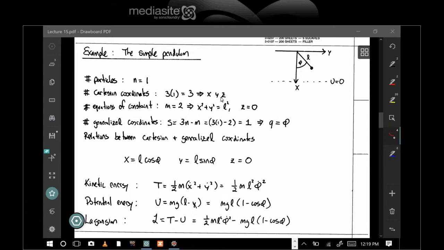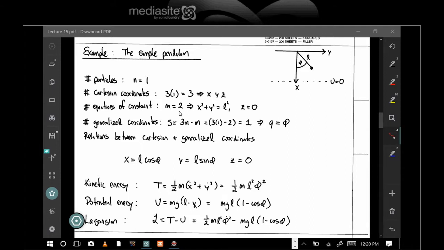What are my equations of constraint? Well, there are 2. First of all, the particle does not move in the z direction, it only moves in the xy plane. So one equation of constraint is z equals 0. Then the other equation of constraint is x squared plus y squared equals L squared, and it moves in the xy plane. So m is the number of equations of constraint. How many generalized coordinates are we going to have?